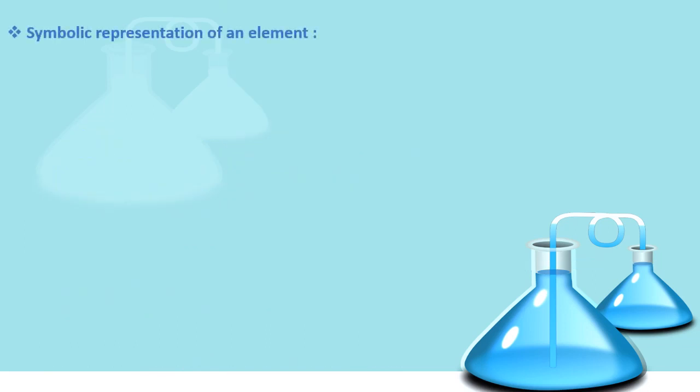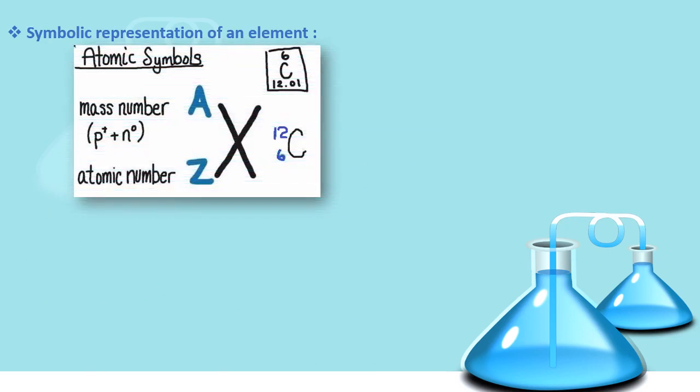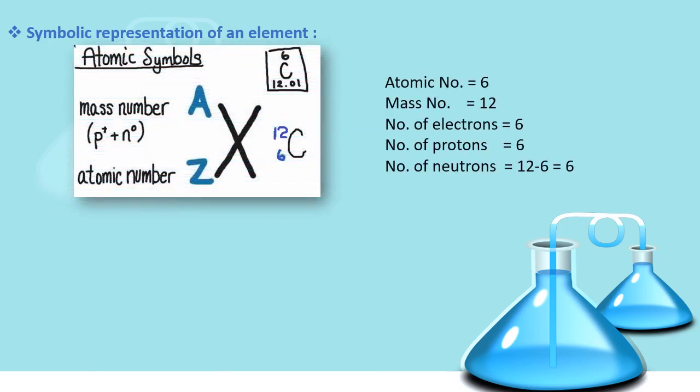Symbolic representation of an element. How can we represent an element? In the symbolic form, we can represent an element as here this X, it shows the element. Here Z, it shows the atomic number. A, it shows the mass number. So below there will be atomic number and upper there will be mass number.